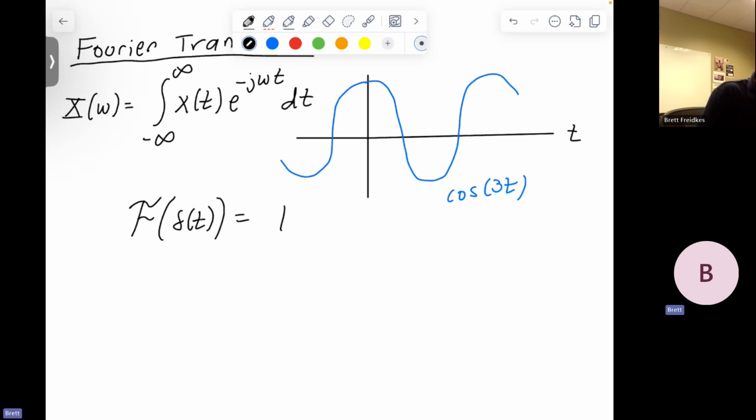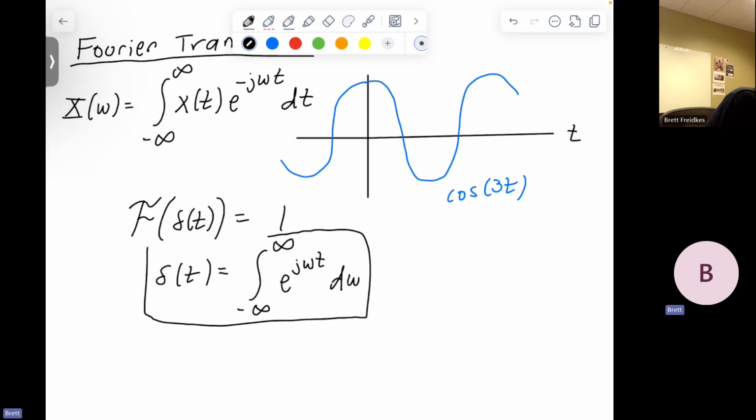And another thing that we learned is that if I were to do the inverse Fourier transform, I would get an expression for what delta of t is. It ends up being the integral of e to the j omega t d omega. If you are confused about where this comes from, please see my other video on Dirac-Delta functions.